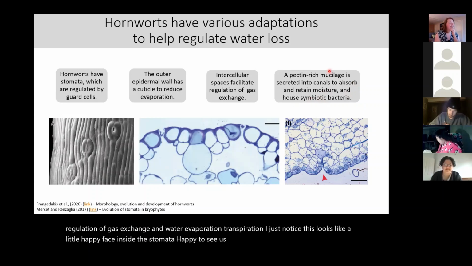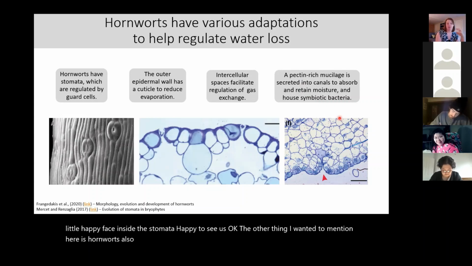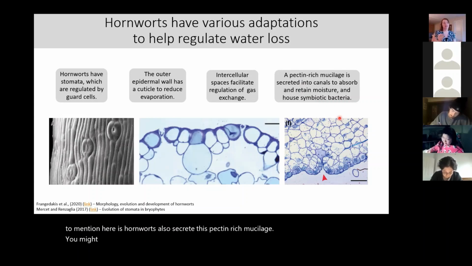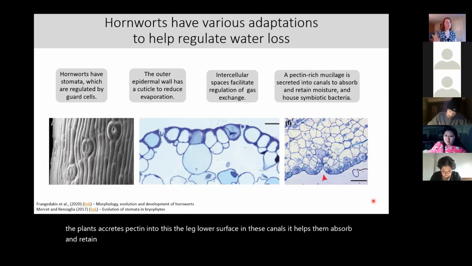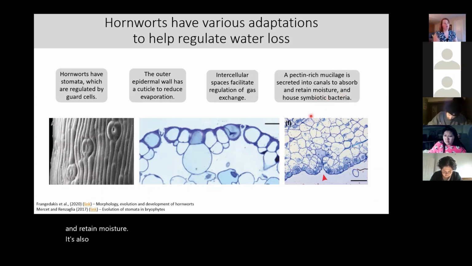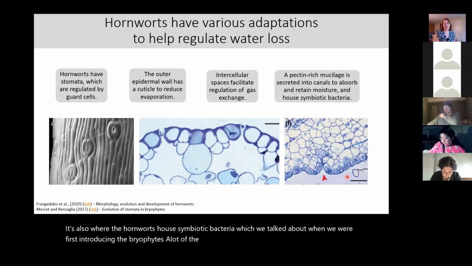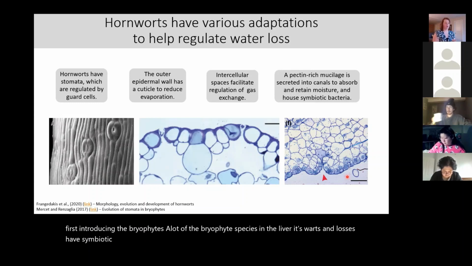Okay, the other thing I wanted to mention here is hornworts also secrete this pectin-rich mucilage. You might recall pectin is the cell wall component that absorbs water really well. And so when the plant secretes pectin into the lower surface in these canals, it helps them absorb and retain moisture. It's also where the hornworts house symbiotic bacteria, which we talked about when we were first introducing the bryophytes. A lot of the bryophyte species in the liverworts, hornworts, and mosses have symbiotic bacteria to fix nitrogen for them.